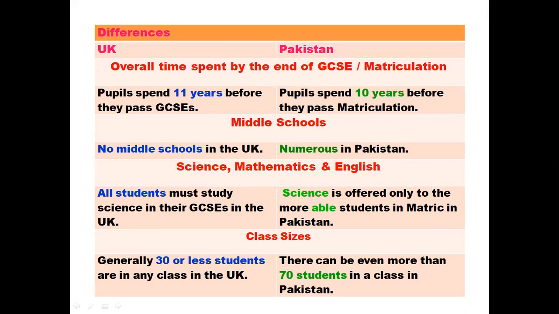Looking at the core subjects, it's very interesting to know that all students must study science in their GCSE in the UK, while science is offered only to more able students in matriculation in Pakistan. Another very interesting fact is the class size. When we look at the education system in both these countries, generally there are 30 or fewer students in UK classes on average, while in Pakistan there can be even more than 70 students in a single class.